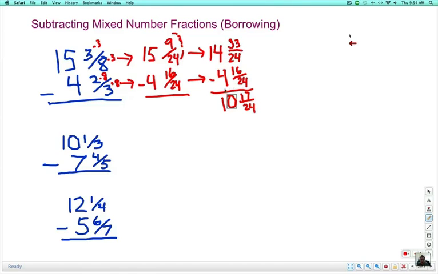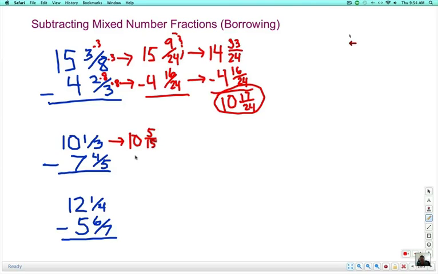All right, I would like you to hit pause on a piece of paper. Go ahead and try these other two examples and check back in with me. Go. All right, first thing I've got to do is find a common denominator. Okay, for a 3 and a 5, that'd be 15. 3 times 5 is 15, so 1 times 5 is 5. Okay, 10 and 5 15ths.